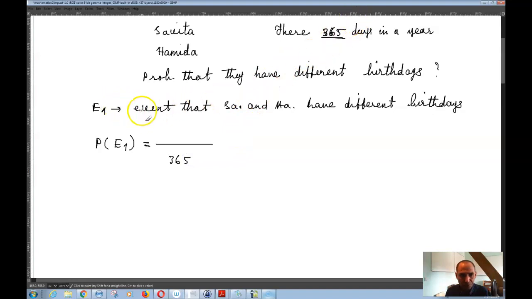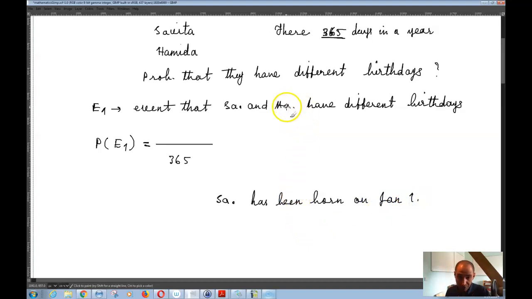Now, if Savita and Hamida have different birthdays, that means that, for example, let's say Savita has been born on, for example, January 1st, right?